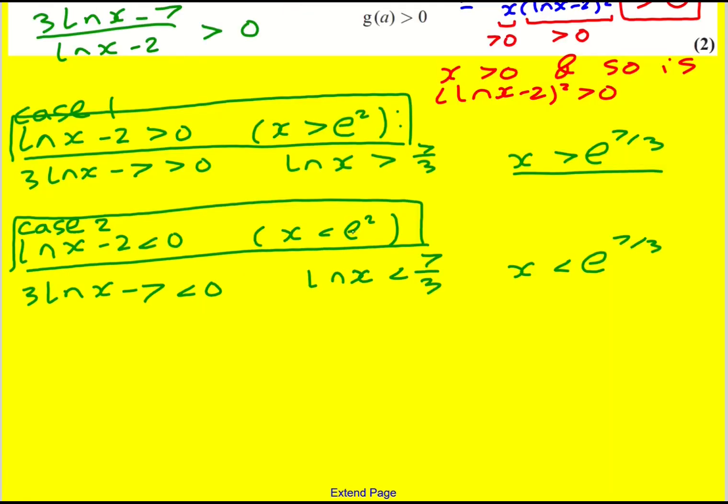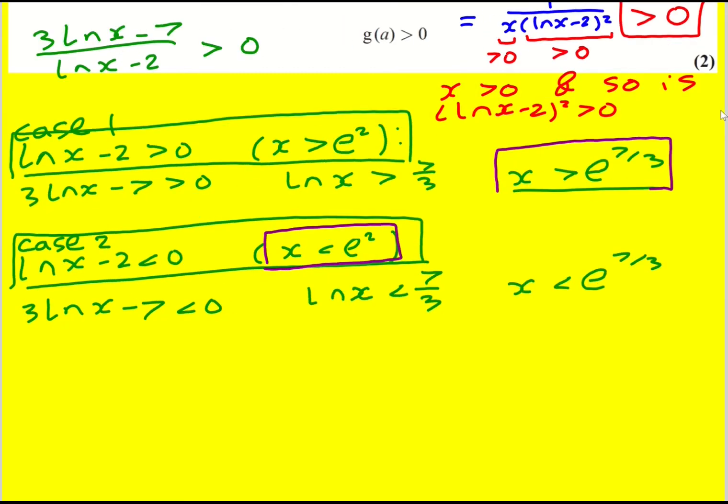So now I require x to be less than e squared and less than e to the 7 over 3. It must therefore be less than e squared. That one's going to win out overall, because if it's like e to the 2.1, it satisfies this, but not this. So it's got to be that as my overriding one. And that's my overriding one for the second one. So I just need to bring these together. I'm not asked to use set notation or anything, so I'm not going to worry about that.